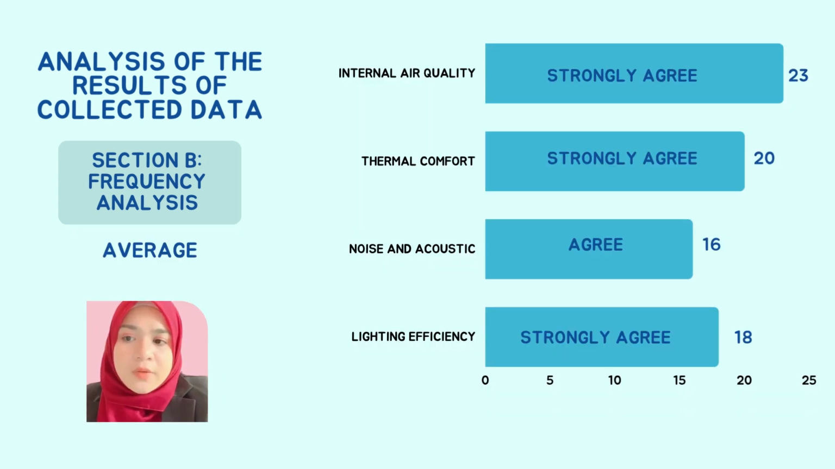The average of the frequency analysis: indoor air quality consists of strongly agree with 23 of the total respondents, thermal comfort strongly agree is 20, noise and acoustic only agree, which is 60, and lighting efficiency votes strongly agree with 19 from the respondents.